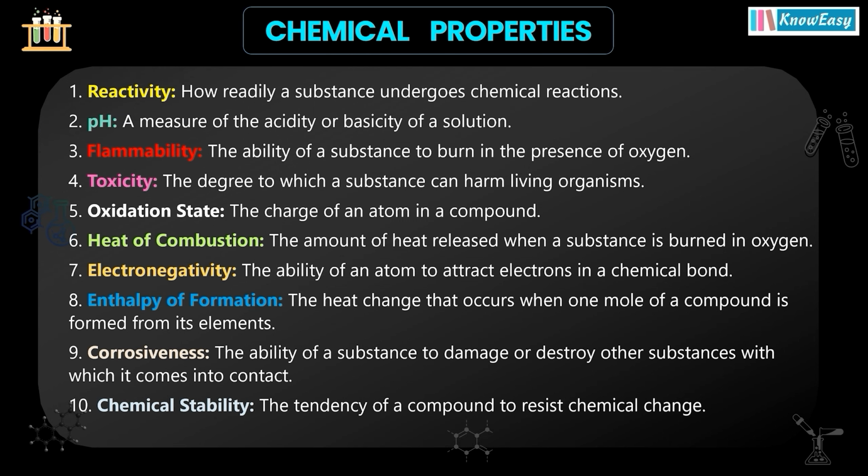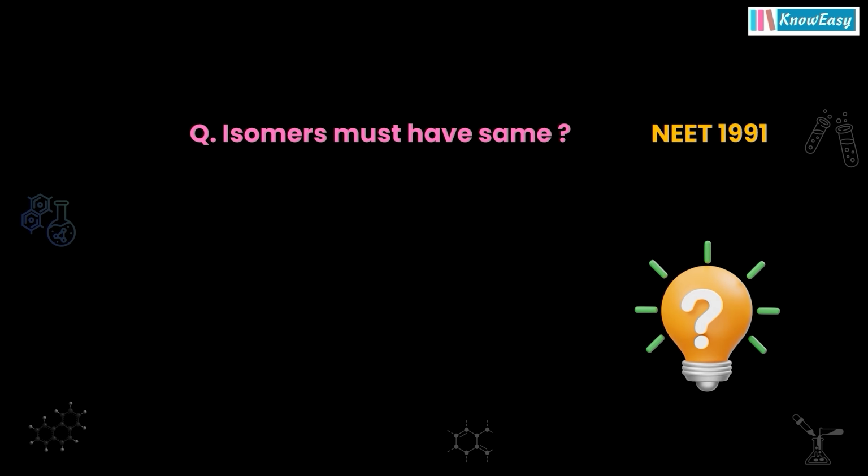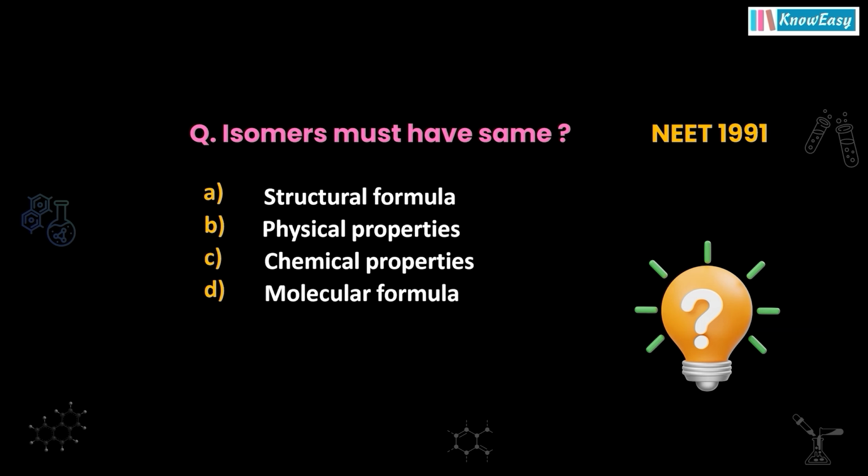This will help you to differentiate between physical and chemical properties. Now let's solve one question. Isomers must have same: option number 1 is structural formula, physical properties, chemical properties and molecular formula. So what is the answer? They have same molecular formula.